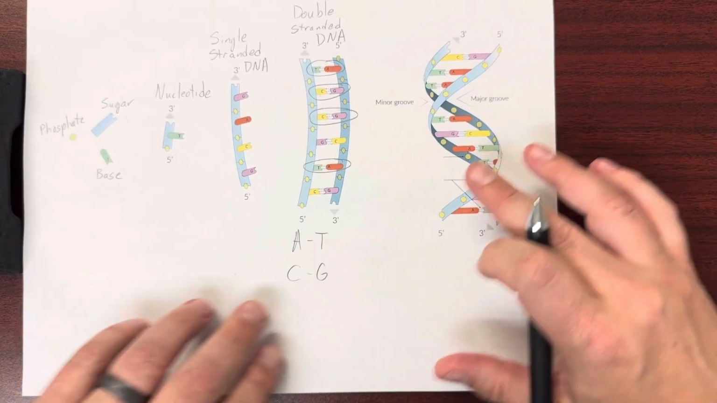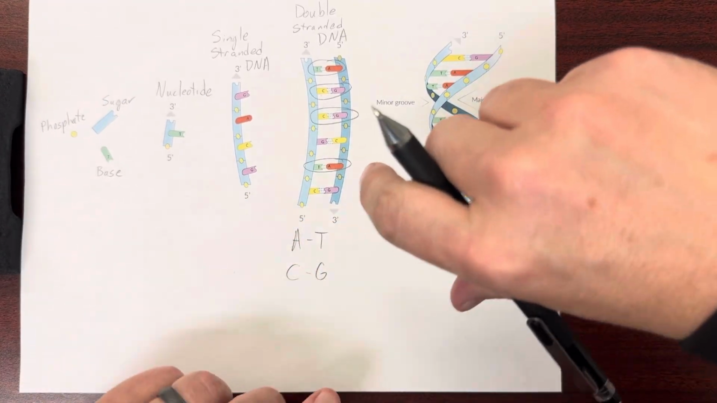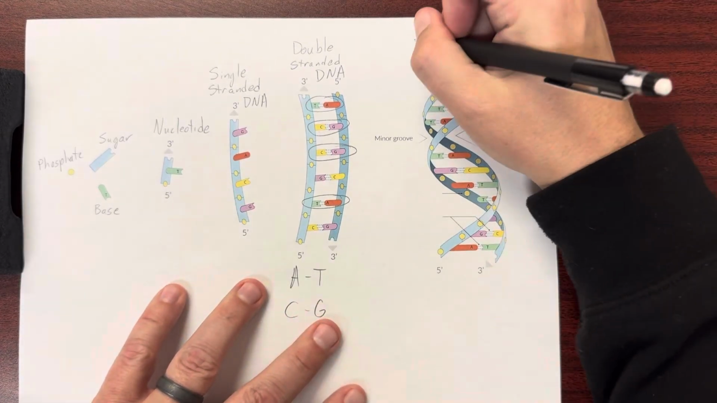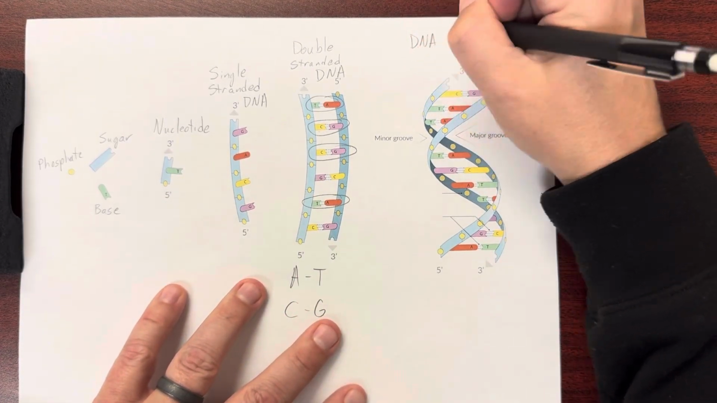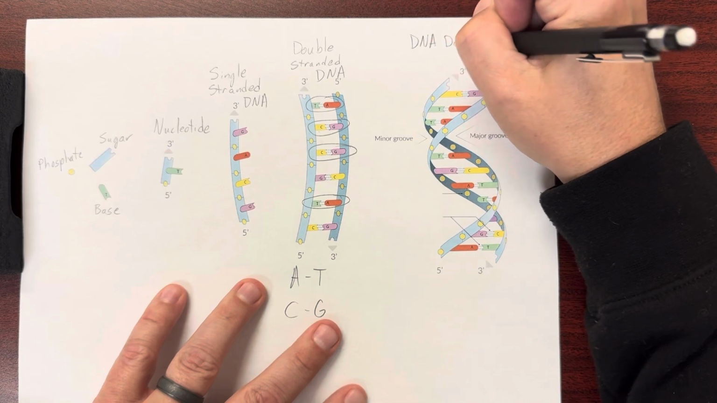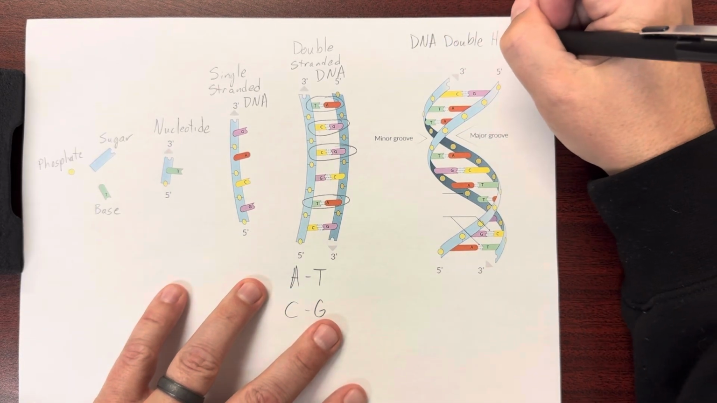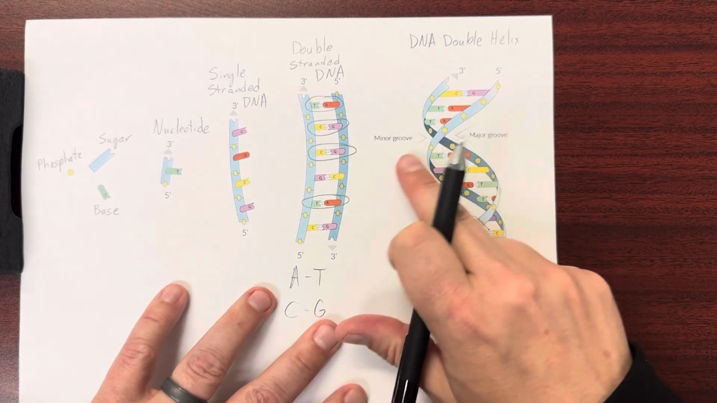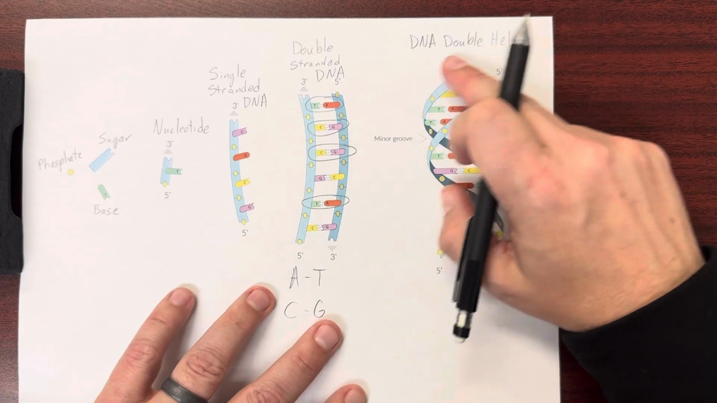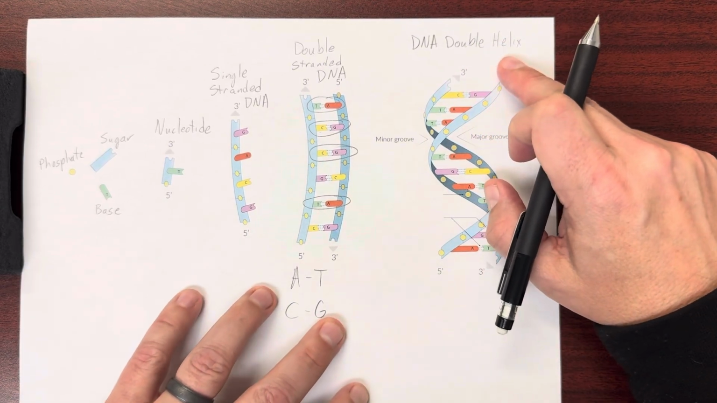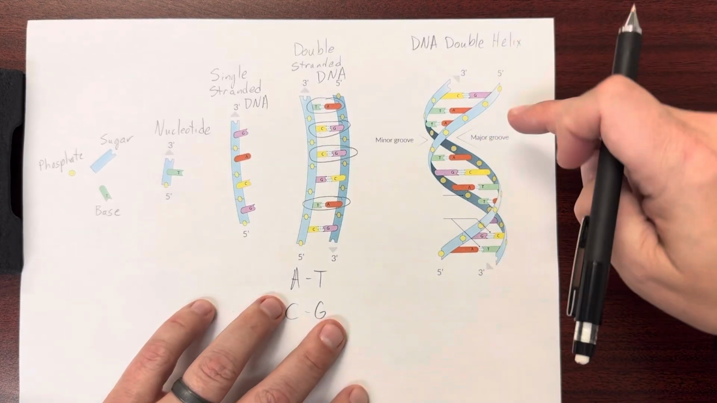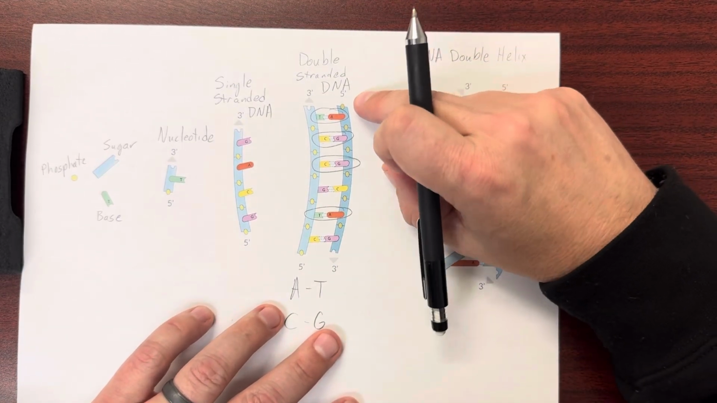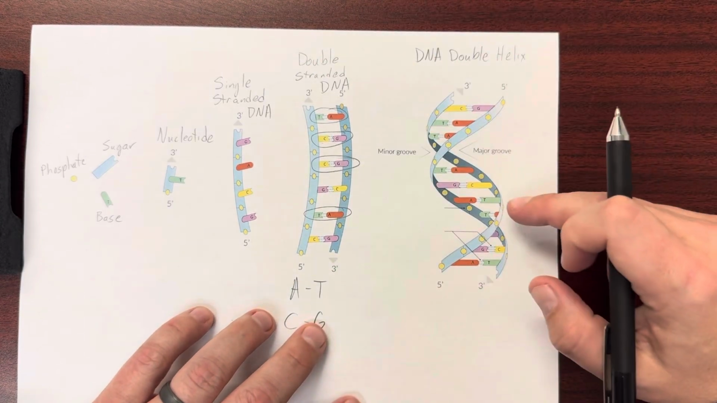And then finally, when we take that double-stranded DNA and we twist it, this is our DNA double helix. And that twist is important. We're not getting into major and minor grooves, but there's something different about this double helix when it's twisted up like this, that differentiates it from a double-stranded DNA just straight.